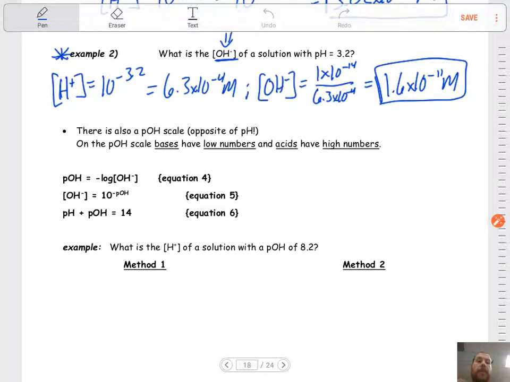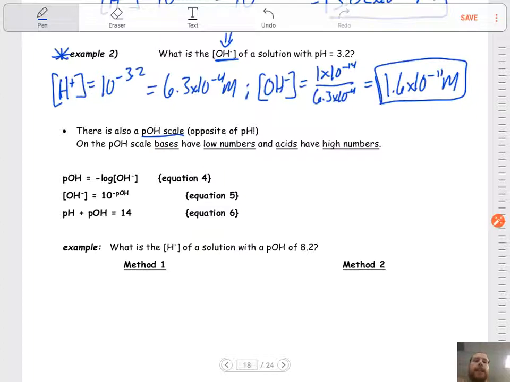So now you're going to notice with these equations, we have this other thing called pOH. So it's the opposite end of the spectrum, where before pH is the power of hydrogen ions, the hydronium ion, same thing. But there's also a pOH scale, which is the opposite of pH. Okay, so now we're specifically looking at the hydroxide ion concentration.